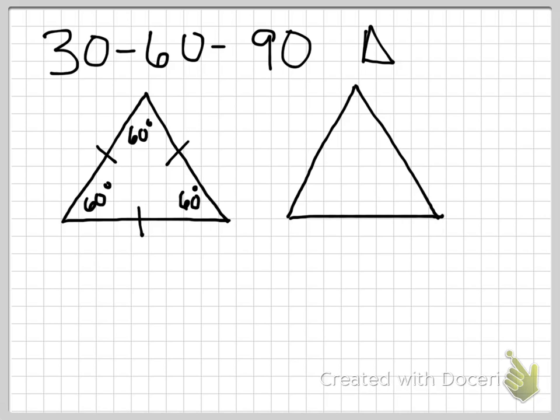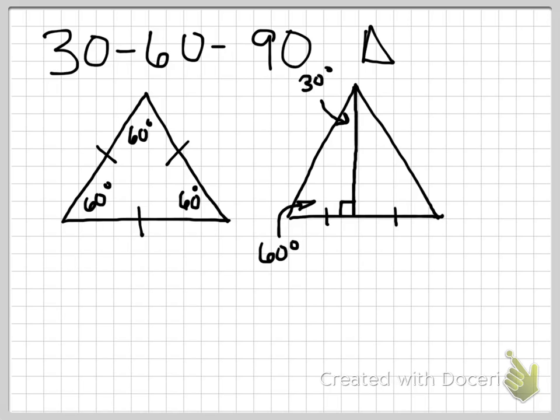If I draw an altitude from this top vertex and I go straight down, what have I done? I've created two segments that are congruent to each other, and I've also split this angle right here in half. So if it was 60, then that means that this one right here is now 30. This one is still 60, and of course this one is a right angle. So if I take an equilateral triangle and I use the altitude, I've now created two 30, 60, 90 triangles.